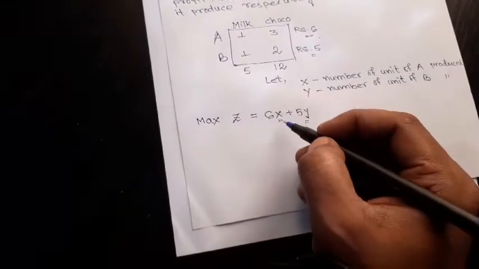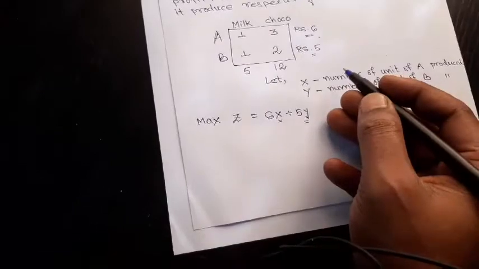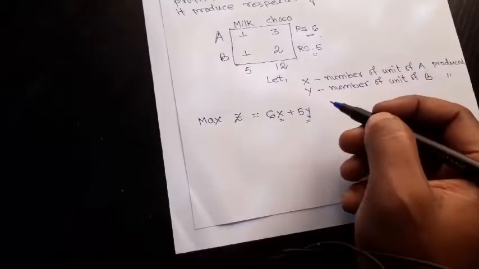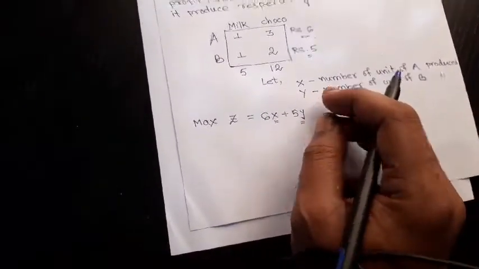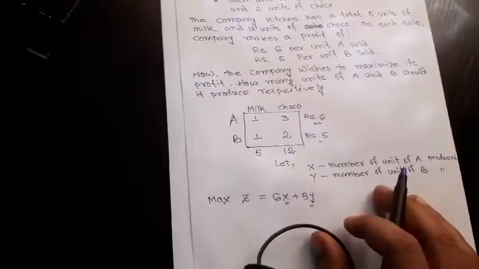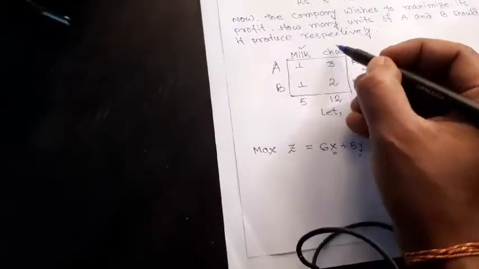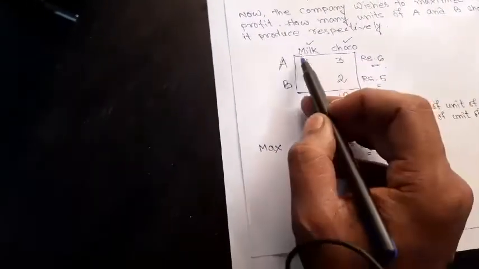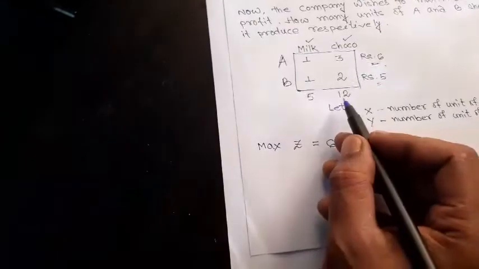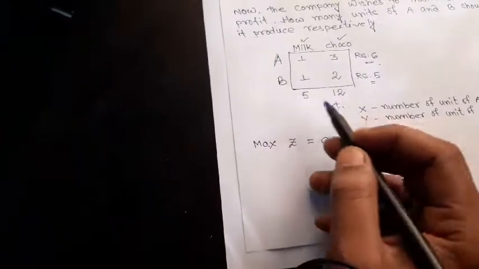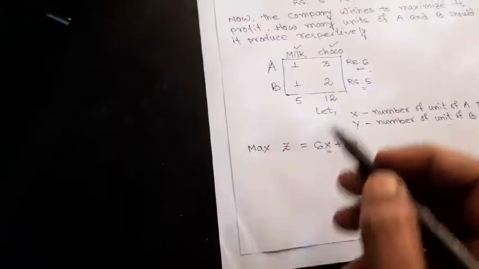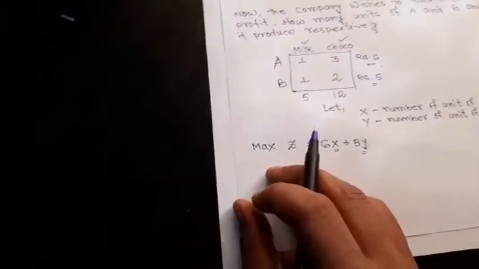But how much x we are going to produce and how much y we are going to produce, we can't produce as many as possible. We can't produce so many at a time because there are some restrictions. What is this restriction? The restrictions are these two resources, because the available resources are limited. So based on the available resources, we need to maximize this particular Z.